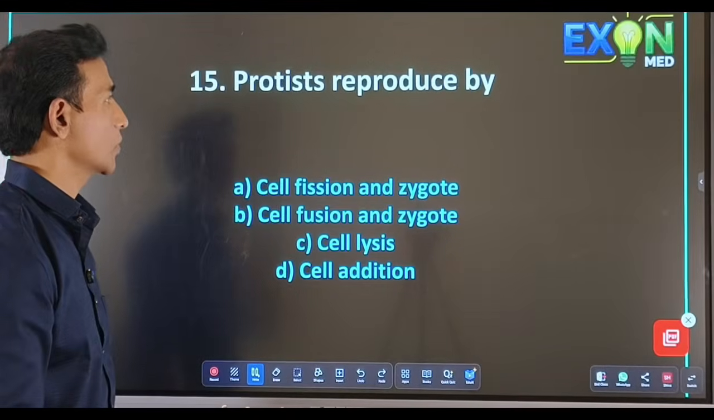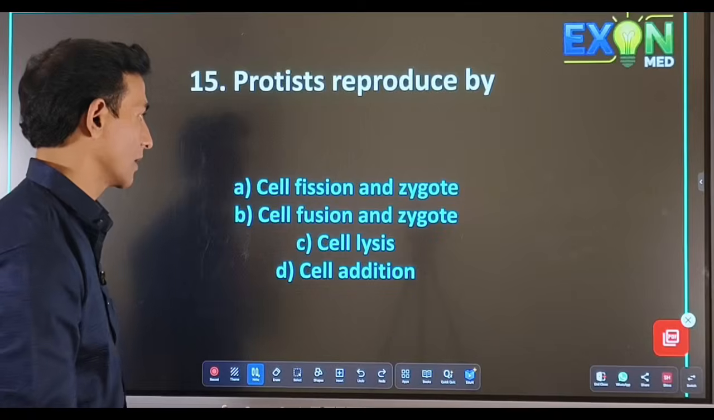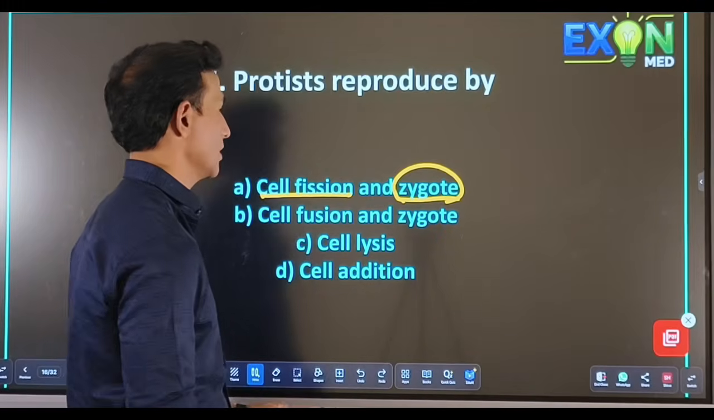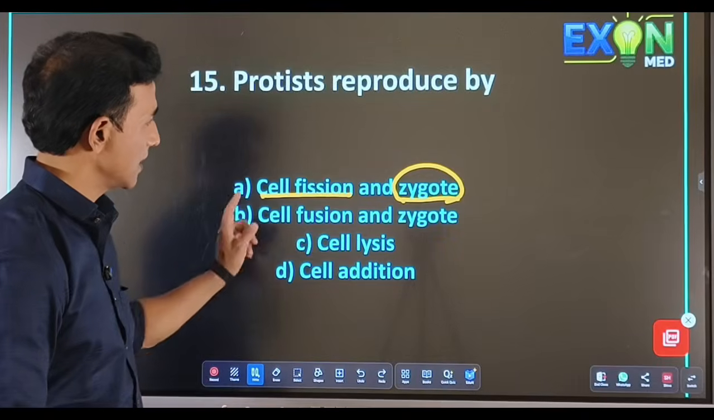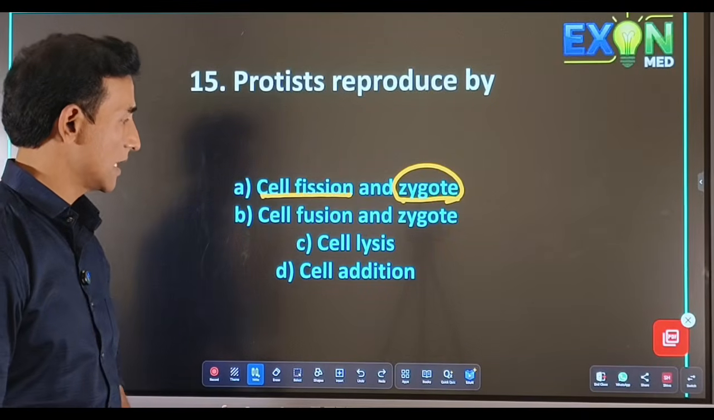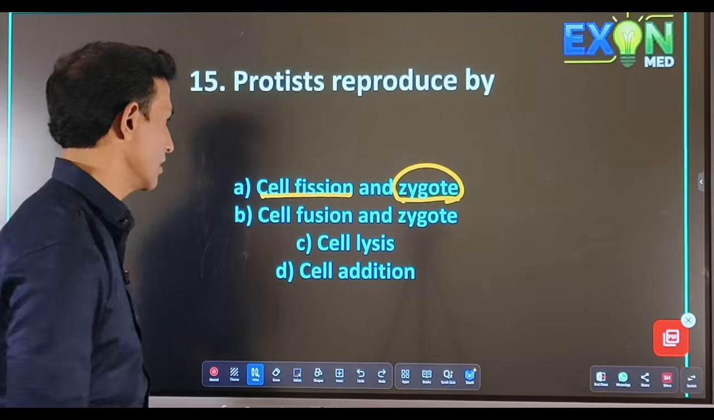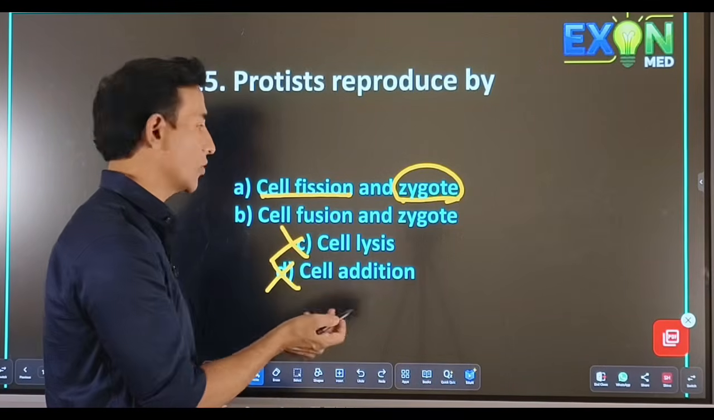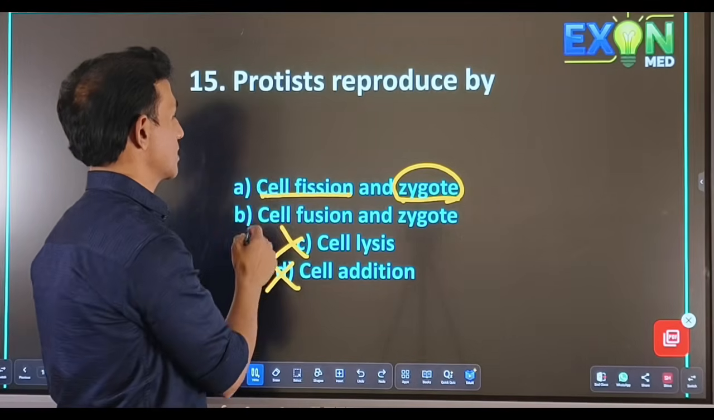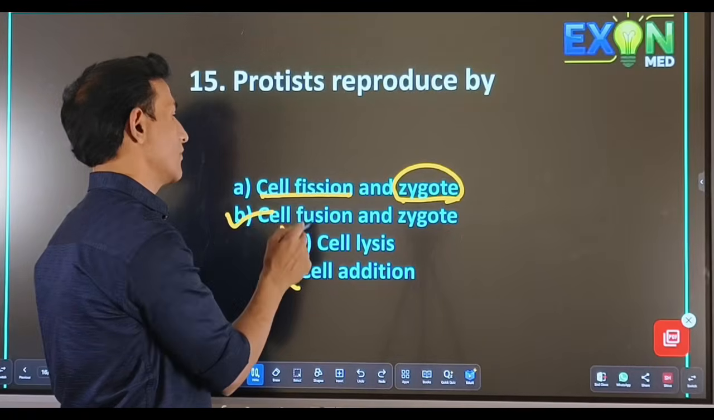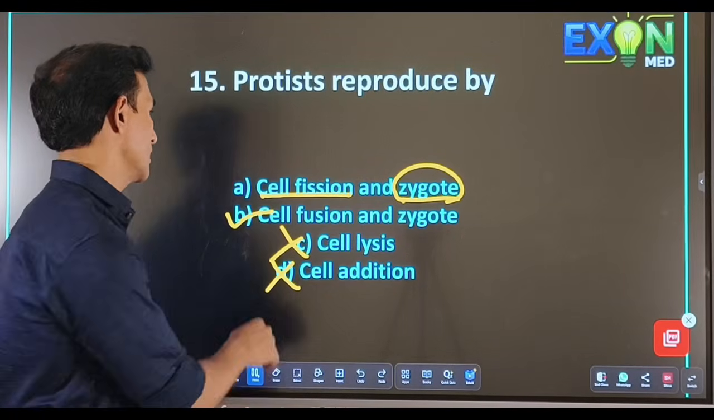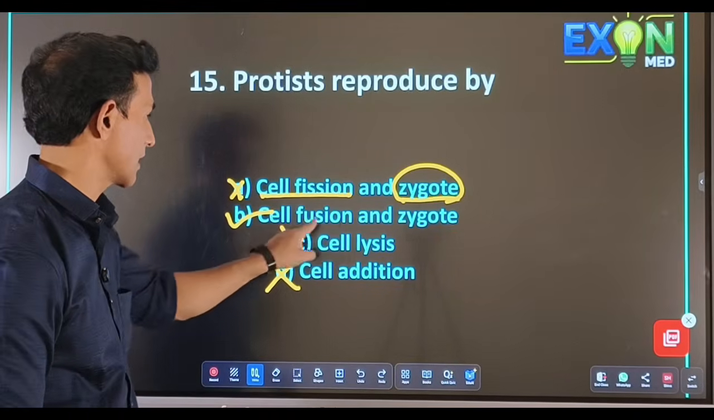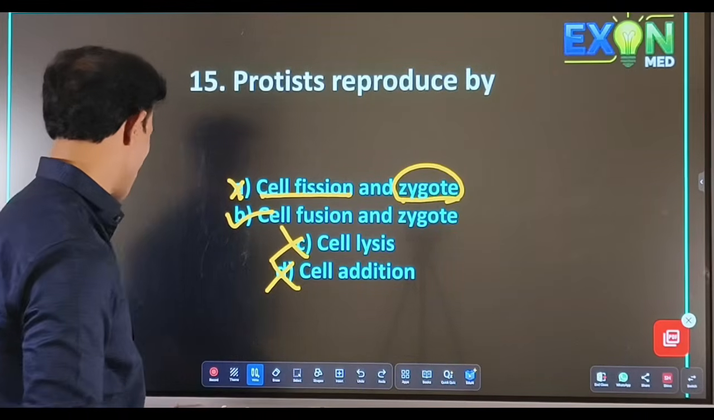Next question. Protists reproduce by. So how do they reproduce? Cell fission and zygote, cell fusion and zygote, cell lysis, cell addition. Actually, cell lysis is wrong. Cell fusion and zygote. Protists usually have cell fusion and zygote formation. There is no breaking of the cell and zygote formation. This is correct. Cell fusion and zygote formation.